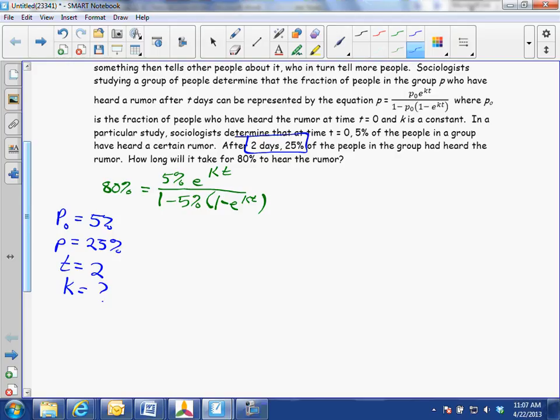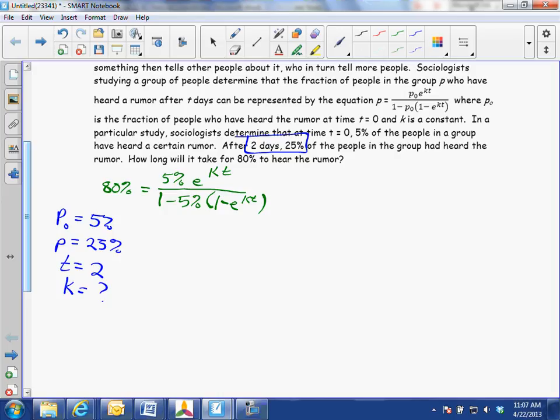I thought T was 2 days. T is 2 days with 25%. We want to know what day it is with 80%. That's what we're looking for. We can just guess. So it's around 7 days.